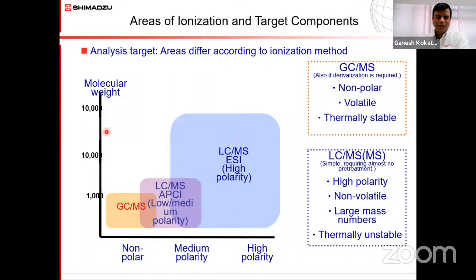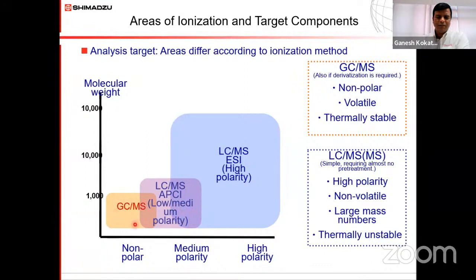So I'm plotting a graph of molecular weight against polarity. Non-polar is over here, then medium polar and high polar. The high polar to mid polar section is all covered by ESI. Then towards the non-polar components, we play with APCI, for low or medium polar.